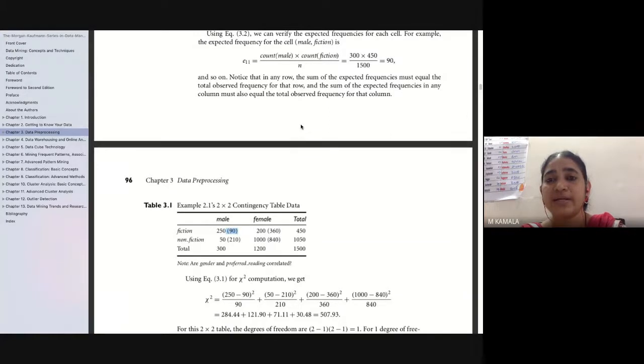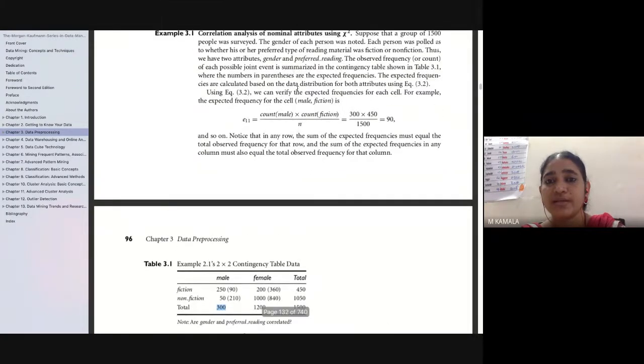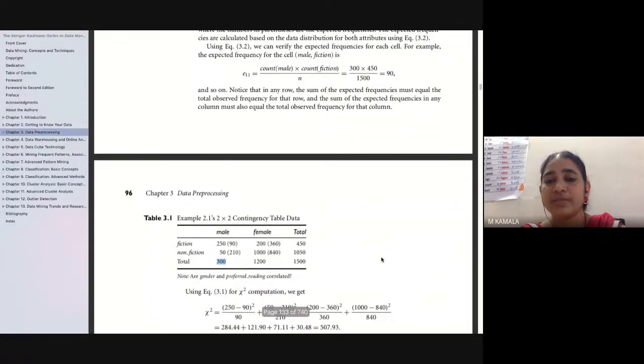The expected value comes from this: out of the male total 300 and the fiction total 450, multiplied, divided by the total number of the population, 1500. Though it is observed as 250, the expectation is 90 because that is based on the totals here. So the males expected to read fiction are 90, but the actual ones are 250.